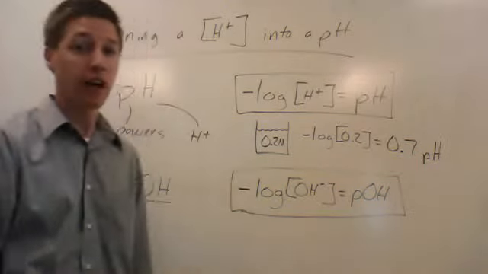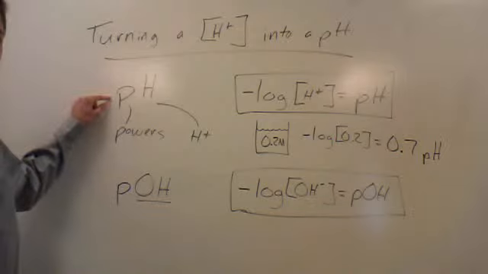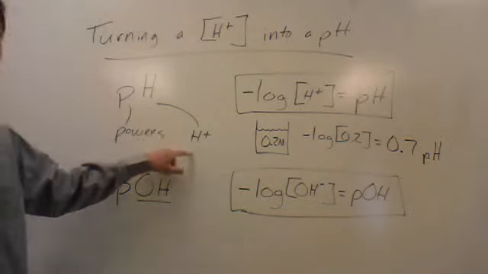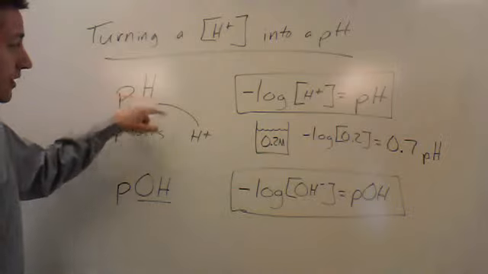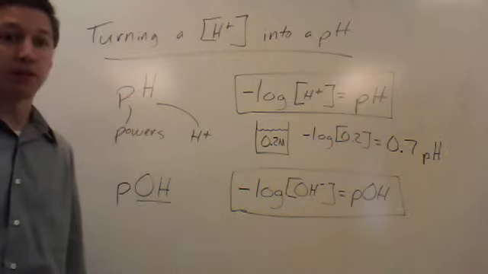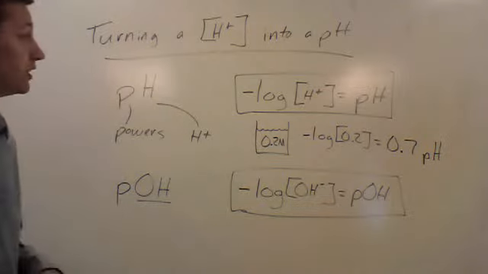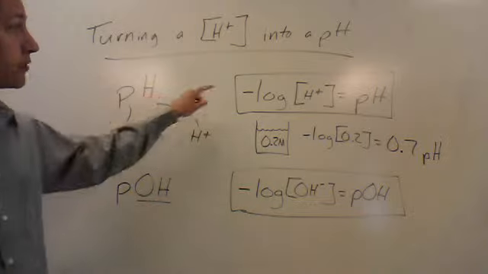How do you turn a hydronium concentration into a pH? Which reminds us that pH stands for powers of hydrogen. The P stands for powers, the H stands for hydrogen. That's because the pH scale is a logarithmic scale, meaning it's a times 10 scale. Every change in 1 is a change of times 10. So it's not linear, we can use the log scale.